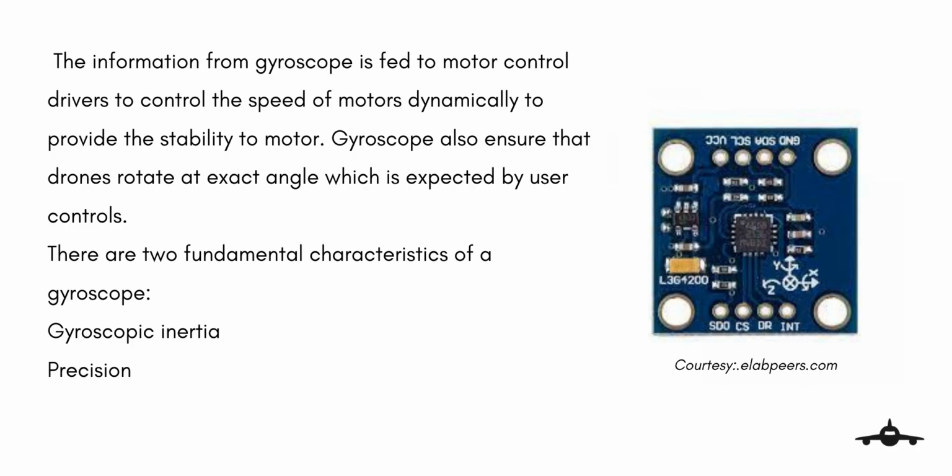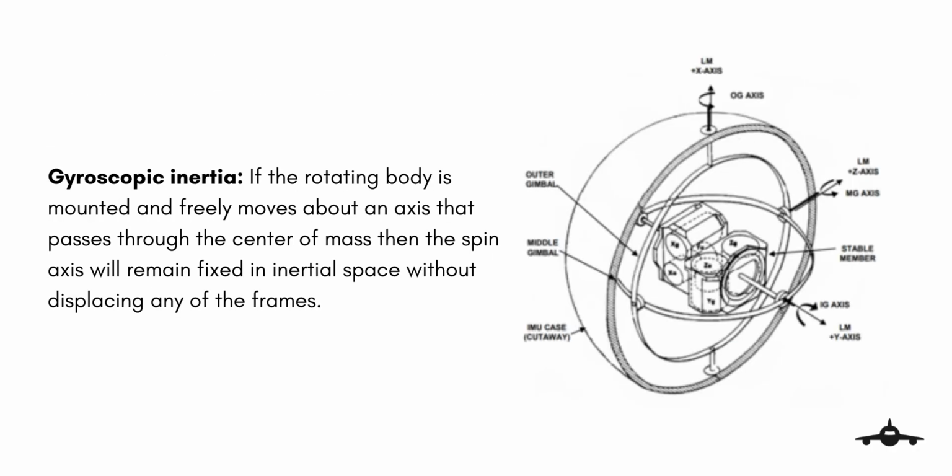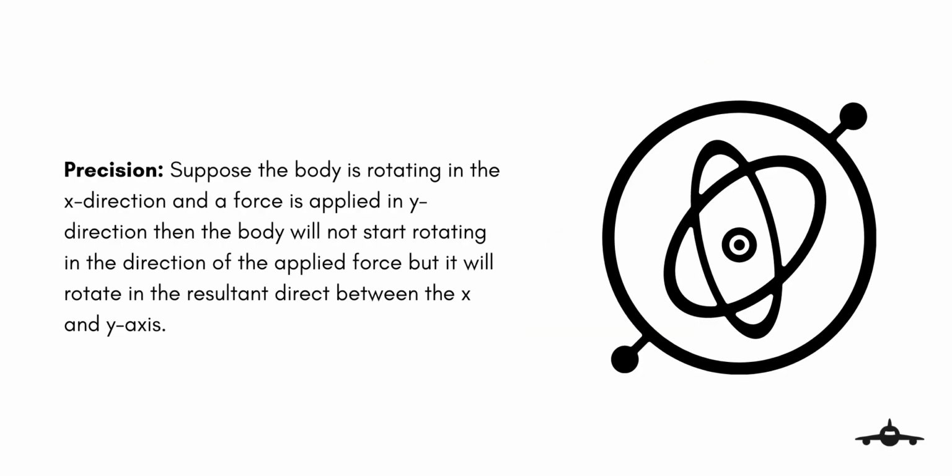There are two fundamental characteristics of a gyroscope: gyroscopic inertia and precession. Firstly, gyroscopic inertia. If the rotating body is mounted and freely moves about an axis that passes through the center of the mass, then the spin axis will remain fixed in inertial space without displacing any of the frames. The second one is the precession.